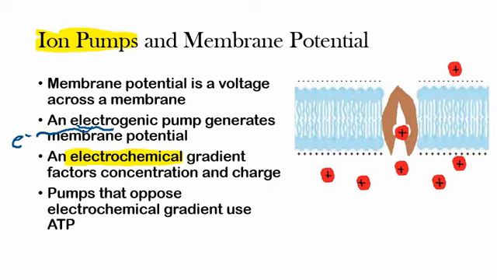Now, one last thing. Earlier we said that any pump that opposes the concentration gradient will use ATP, and any pump that opposes this gradient will use ATP. So perhaps for certain solutes, there might be an electric gradient that is stronger than the chemical gradient. And for these, it would actually go against the concentration gradient, but it's not using any energy. So that would be something to keep in mind, that both of those parts are important.